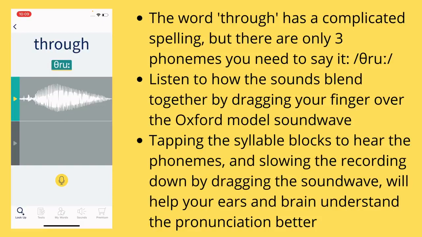Through. So you can check those sounds or phonemes by tapping that syllable block, and you can also drag your finger over the sound wave to hear how the sounds blend together in the word. And this is a great way to train your ears to focus on the sounds in a word and help your brain understand that spelling often doesn't correspond to the pronunciation in English.